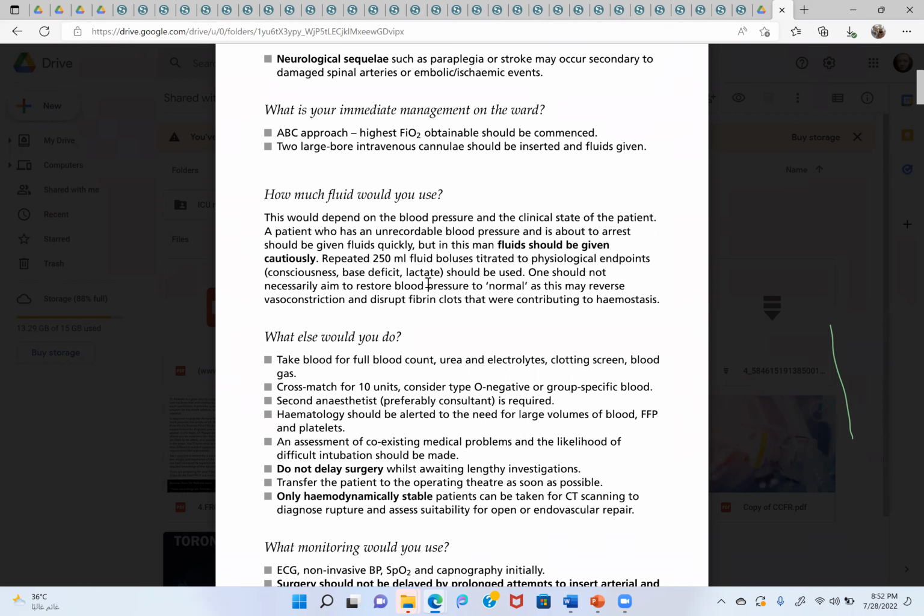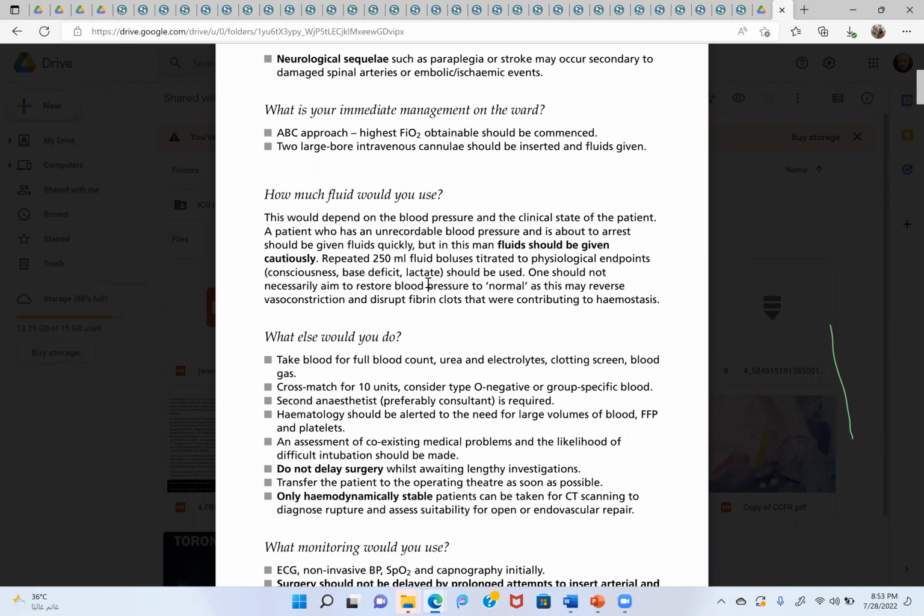Another point which we missed when I was telling you is the massive transfusion protocol, okay? So massive transfusion, MTP, there is a hospital-based protocol. When it is activated, they have a crash pack.